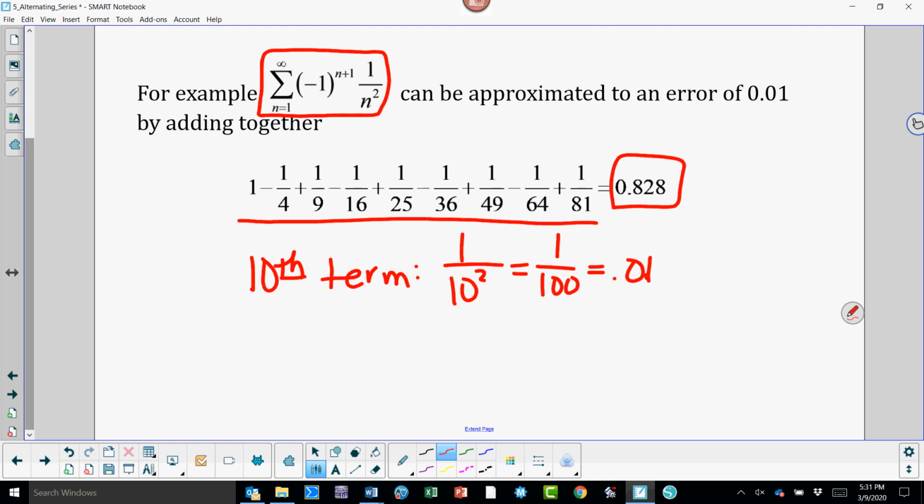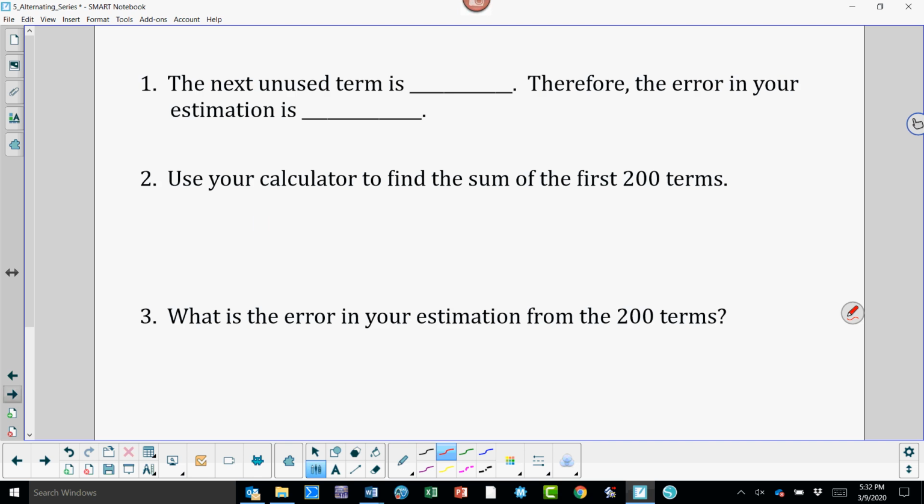Well, if we use the calculator, we can sum up the first 200 terms. Filling this in, the next unused term is -1/100. Therefore, the error in our estimate is at most 0.01. That's the most I can be off.